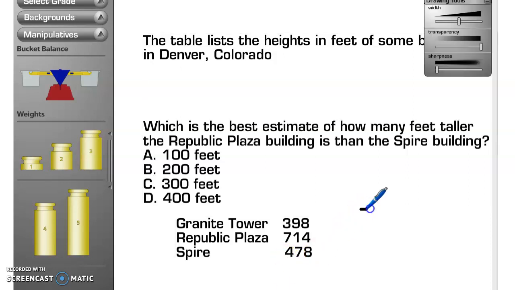We're going to turn 714 into 700, and we're going to turn 478 into 500. It's just easier to round them to the same place value, which is the hundreds place. We know that 700 minus 500 is 200. So that would be letter B.